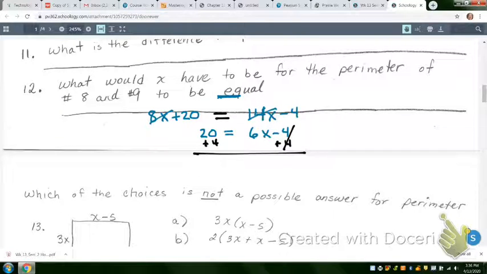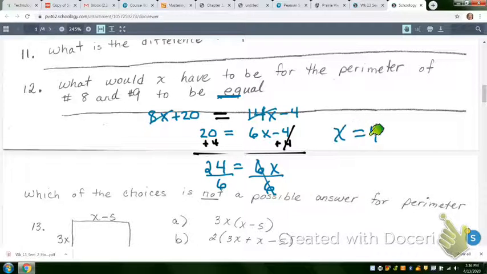So if I do that, I get 16, or no, not 16, 18, 20 and 4 give me 24. And over here, these cancel, I'm left with just a 6x. So now to work that out, you divide by 6, and 24 divided by 6 is 4. So in other words, if x happens to be the number 4, then the perimeter of those two rectangles comes out exactly the same. So what would x have to be to make them the same? X would have to be a 4 to make those two be the same. And so that's problem number 12.